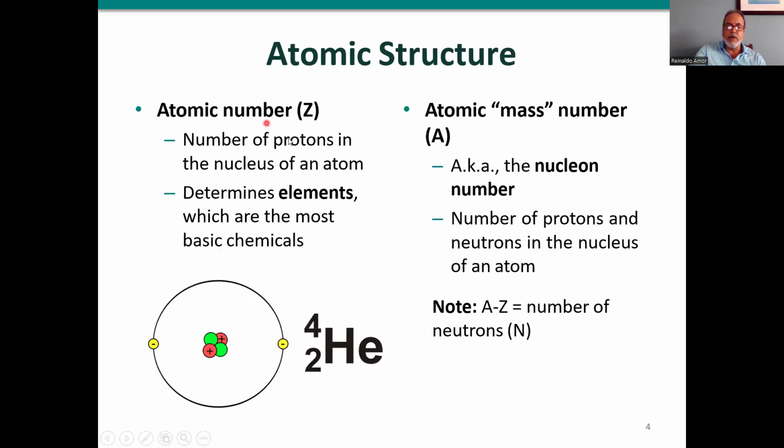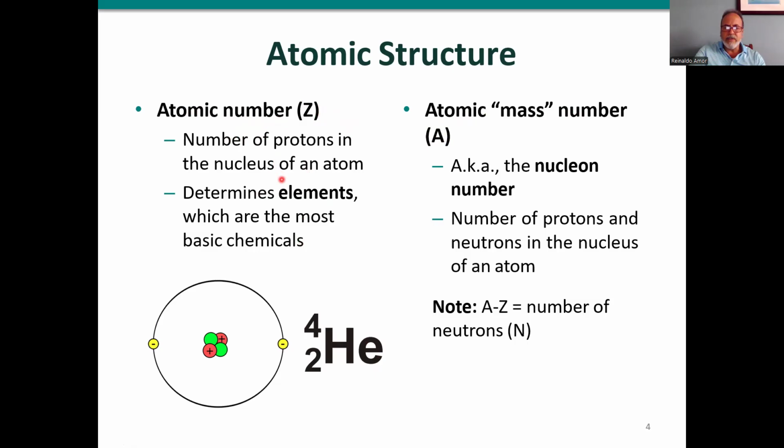So atomic number, we're looking here at helium. Atomic number is represented by the letter Z. I'm not going to ask you about that. The atomic mass number is represented by the letter A. I'm not going to ask what A or Z represents. But you need to know that the atomic number refers to the number of protons, and that's how the elements of an atom are organized in a periodic table.